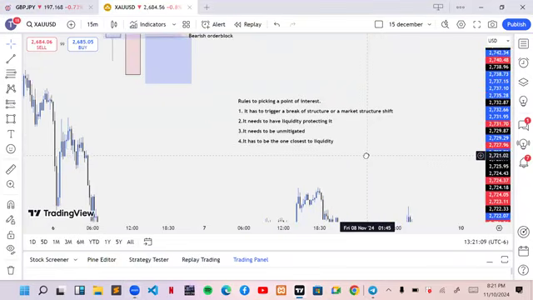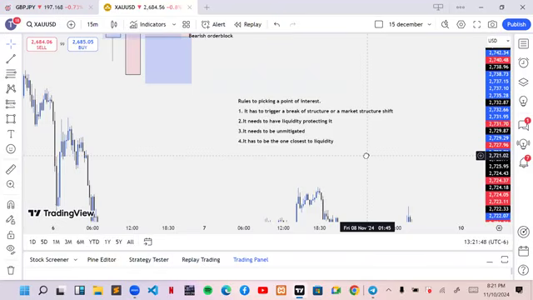So in the first class, I introduced market structure. I talked about market structure shifts and break of structure. Market structure shifts are for taking reversals in the market, and breaks of structure are for taking continuations. Whenever a market structure shift occurs, it's an indication that the current trend is about to end and a new one is about to begin in the opposite direction. Meanwhile, a break of structure is just a key level being broken in price, and then the market will continue in the same direction it was trending before.